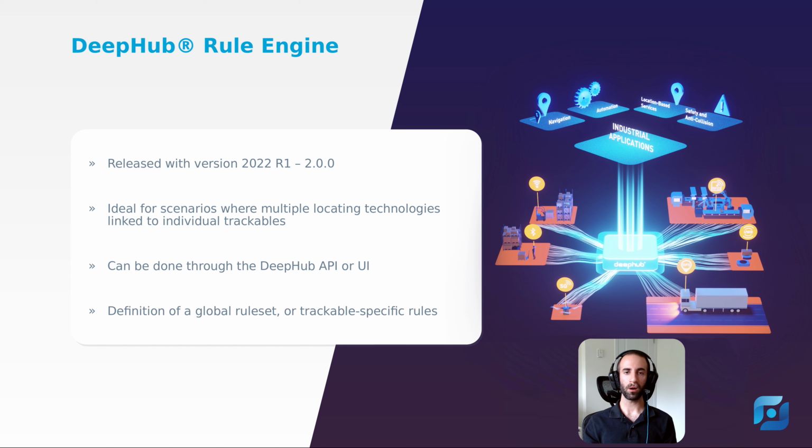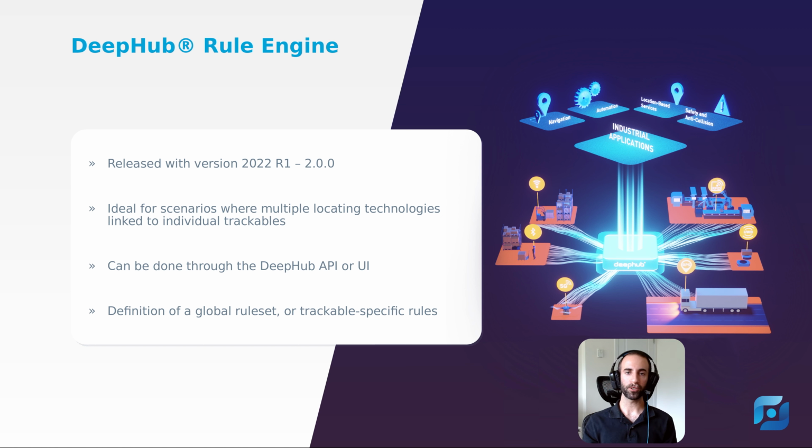With the release of DeepHub version 2022 R1 2.0.0, we have introduced our new rule engine feature that significantly extends the capabilities and flexibility of the product. In certain environments, such as smart factories, multiple locating technologies may be installed that simultaneously track individual objects. For example, an automated guided vehicle could be tracked using ultra-wideband and Wi-Fi, where each technology sends location updates to the DeepHub at the same time. This makes it challenging to determine which location update is accurate.